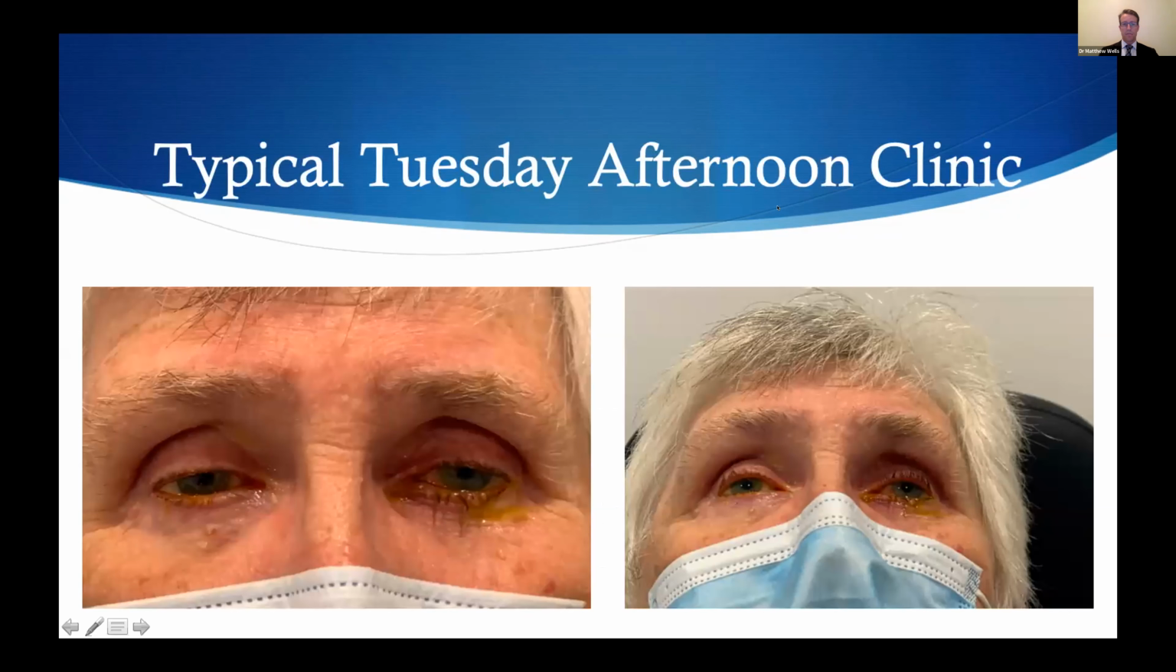Just some pictures to bring these words to life. This is a lady with quite advanced bilateral orbital fat atrophy. You can see her lashes are quite irregular, and the conjunctiva is a little inflamed.